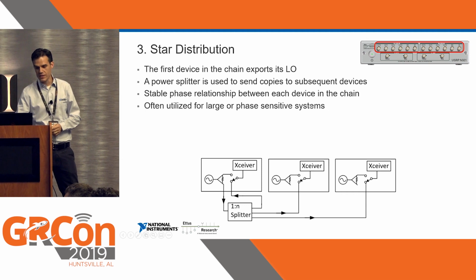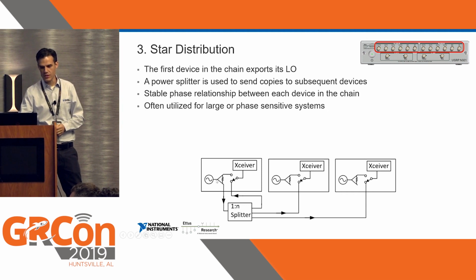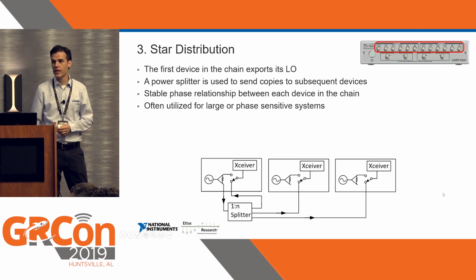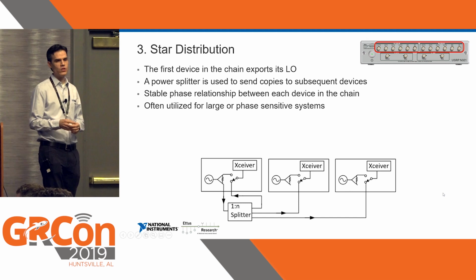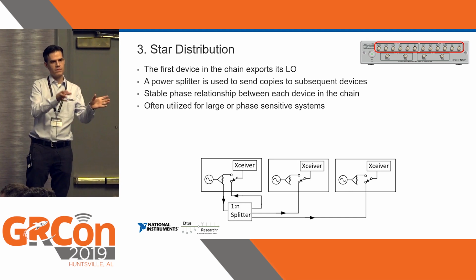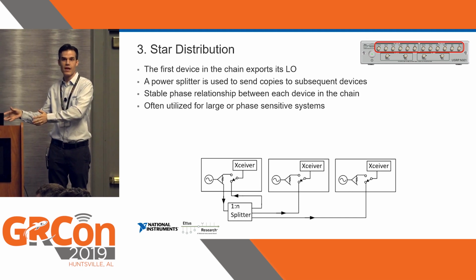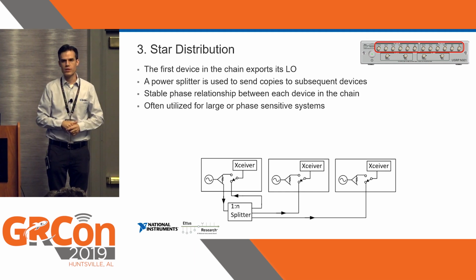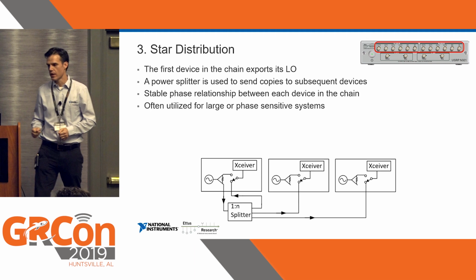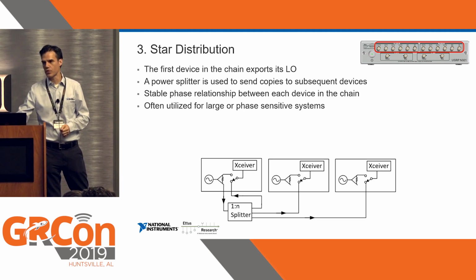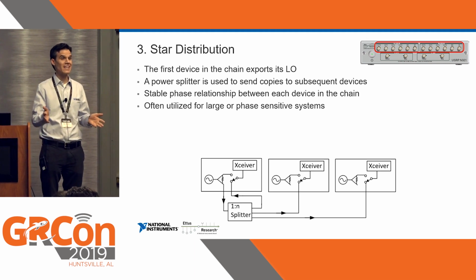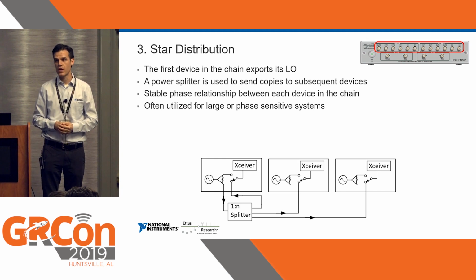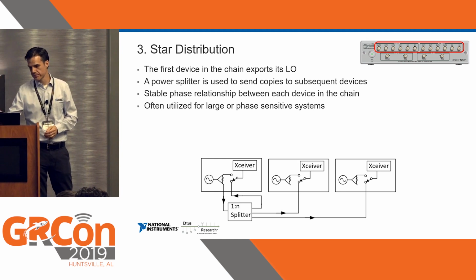So the first device in the chain exports its local oscillator, which then goes through a splitter network, which goes back to itself as well as to other devices in the chain. And then you can daisy chain these groups together. So you end up with somewhat of a hybrid network of mostly star distributed and somewhat daisy chained. And this is really useful for large systems where you need precise alignment and nice correlated phase noise over a whole lot of channels.